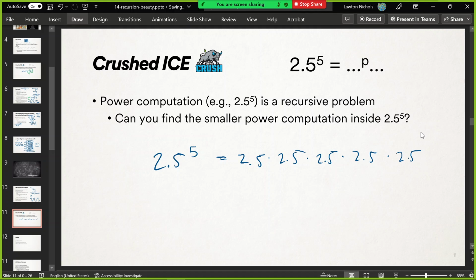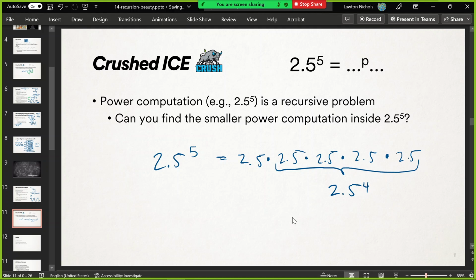By half? I don't see any halves anywhere. But this is multiplication, right? A bunch of multiplications. So 2.5 multiplied by itself 5 times. Can you find 2.5 multiplied by itself a few less times than that? You can draw parentheses however you want, but here. What's this? How would you write that out? 2.5 to the what?